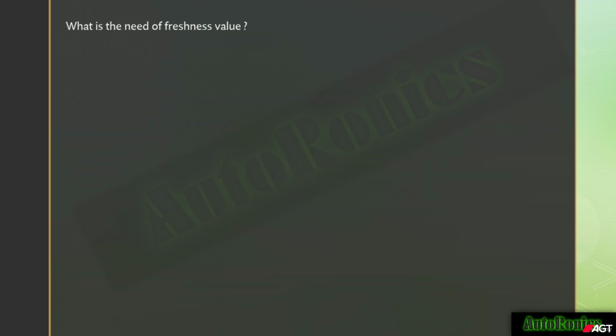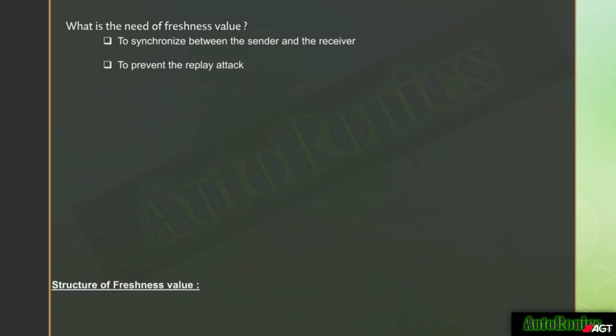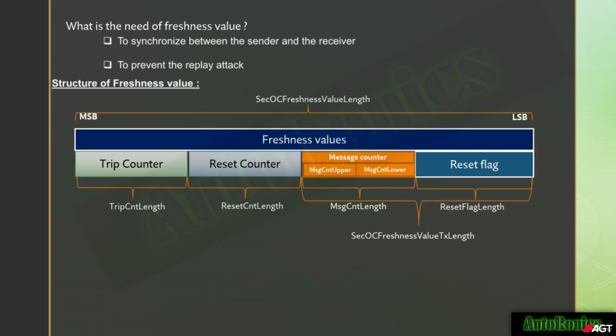So let's see what is the need of freshness value. The freshness value is used to synchronize between the sender and the receiver ECU, and it is used to prevent the replay attack. Let's see how the freshness value looks like. A freshness value consists of trip counter, reset counter, message counter and the reset flag. Let's see one by one clearly.